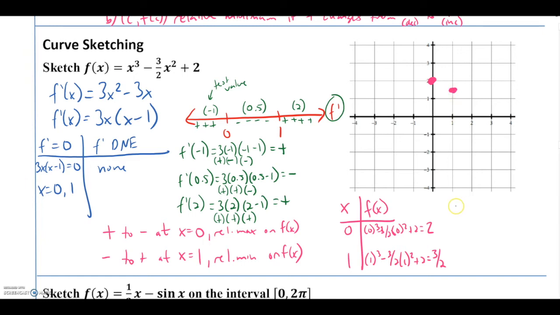And the best part of this first derivative test is I also know that my function is increasing when f prime is positive, which is from negative infinity to 0, along with 1 to infinity. That's when f of x is increasing.